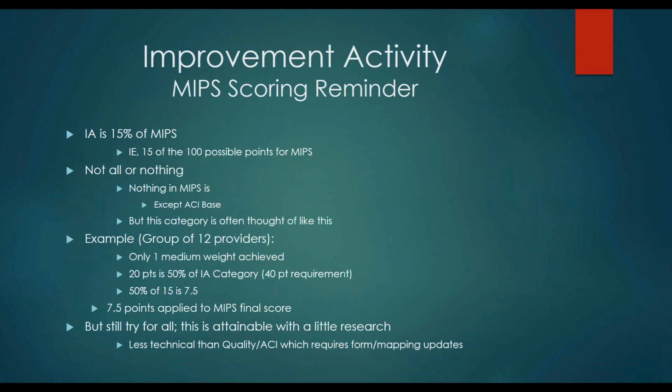But I want to reiterate, you should still try for all. It's attainable with a little bit of research. It's much less technical than the quality and ACI pieces to look at what the measures are and how to report them. And like I said, you're probably doing enough to get the full credit. So it's worth taking the time to look and see if there are enough out there that you're currently doing to get the full credit for the category.